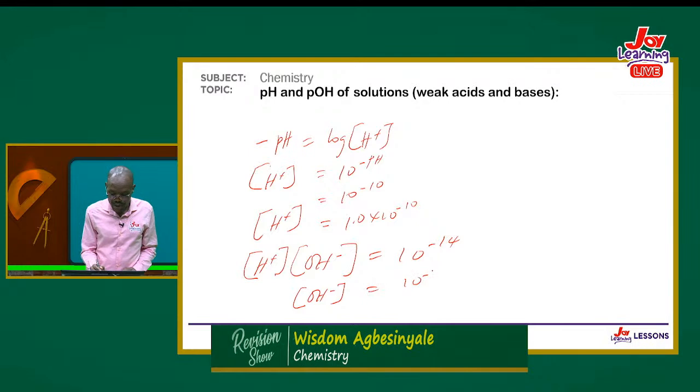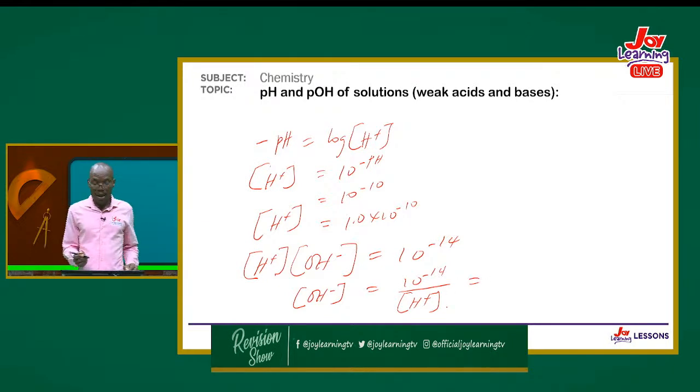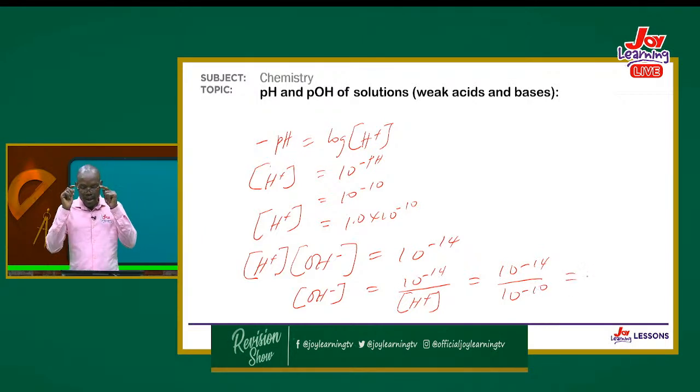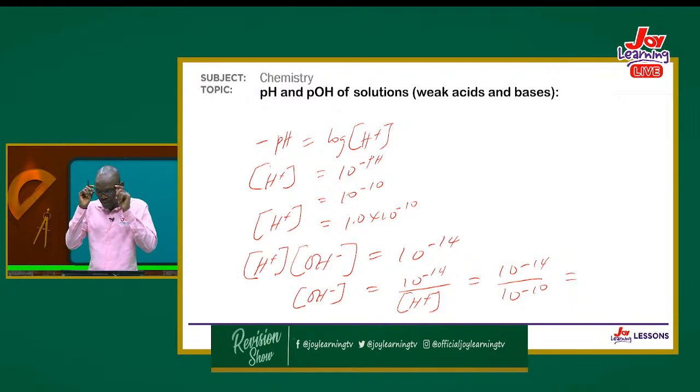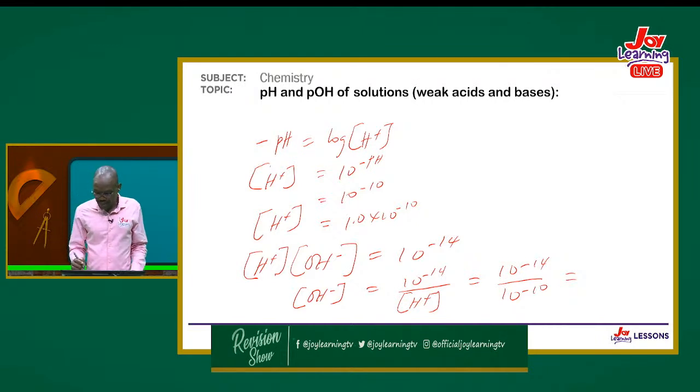So I can have 10 power negative 14 divided by the concentration of H plus ions. The concentration of H plus ions is 10 power negative 10. So I'll have 10 power negative 14 divided by 10 power negative 10, and that gives me an answer. You can go into your calculator and enter exponent negative 14 divided by the answer. So I'm going to have 10 power negative 4 mole per dm cubed.